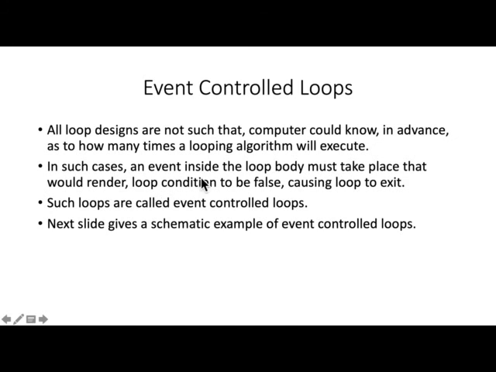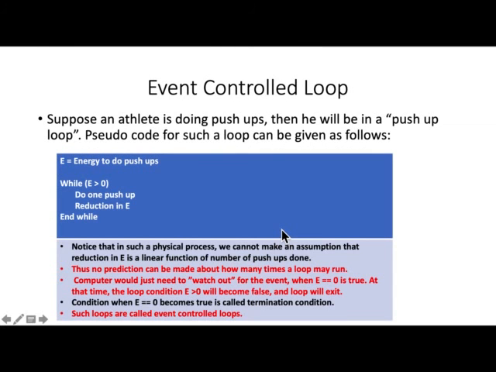In such cases, an event inside the loop body must take place that will render the loop condition false, causing the loop to exit. Such loops are called event control loops, and the next slide gives a schematic example. One example: suppose an athlete is doing push-ups. Then he will be in a push-up loop until he gets tired. Pseudocode for such a loop can be given as follows.